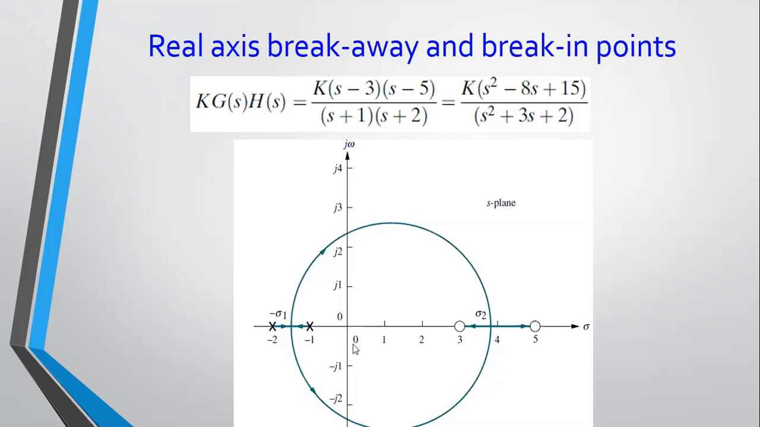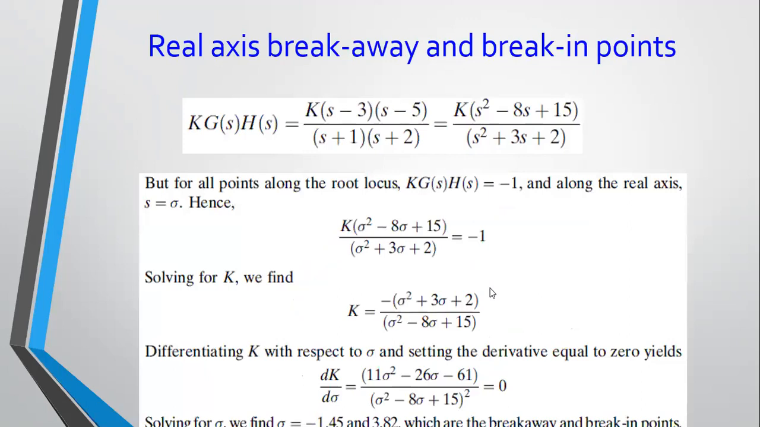And there's symmetry, and then you can determine what this segment is. But what you can't find out at this point is where the breakaway and break-in points are specifically. If you knew it, you'd be able to sketch it better. There's another interesting point here: if we could find the j-omega crossing, we could sketch it better. This is what we're going to look at next. But for the time being, let's see how we can work out the breakaway and break-in points.